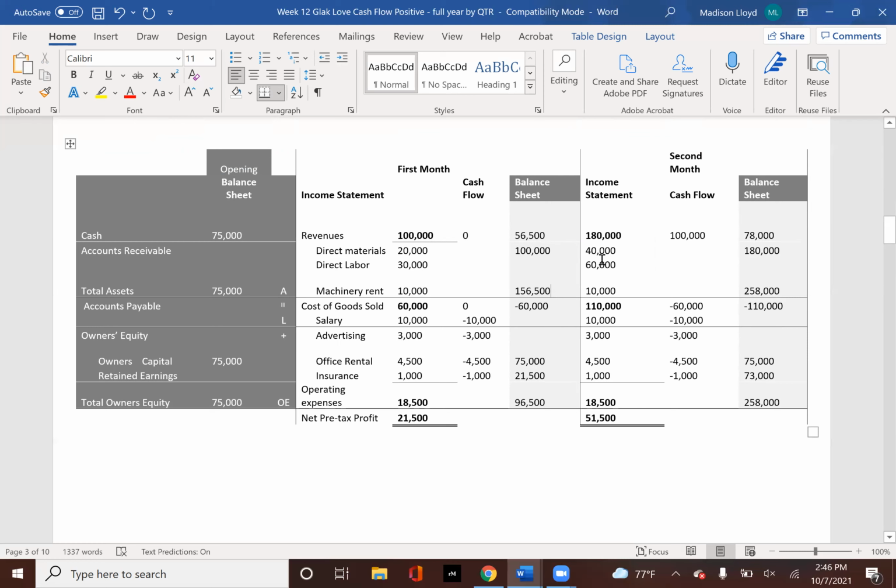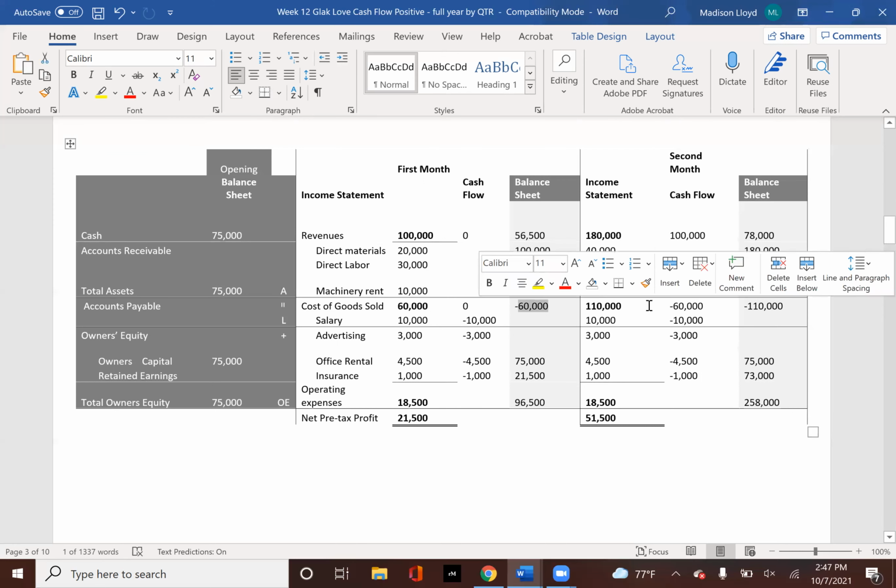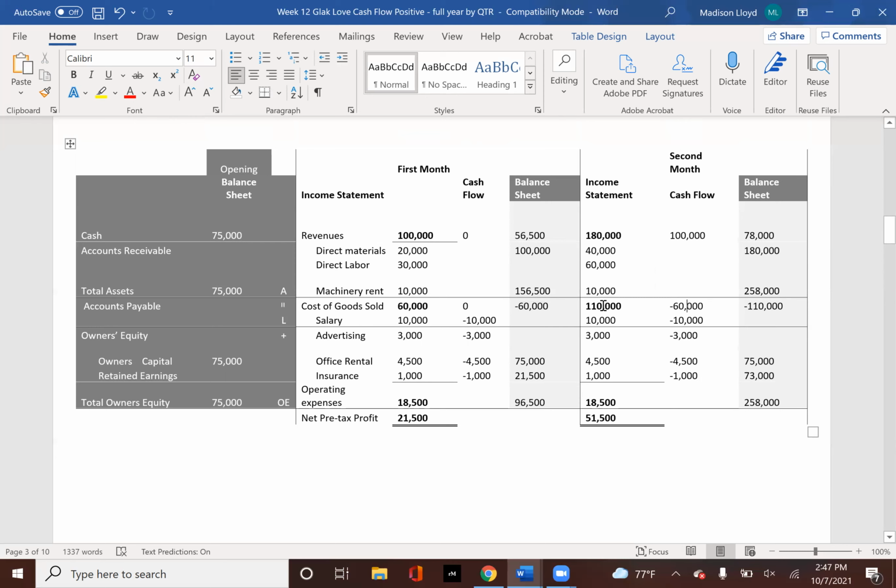Take 156,500 minus all of these expenses, okay? Because that's the cash that you have available now to pay your expenses. So 156,500 minus your 60,000 that you had to pay from last month, because it's accounts payable. You subtract that now. We don't subtract this 110,000 until next month. So subtract 60,000, subtract your 18,500, which your operating expenses is always going to be the same. And you're going to end up with $78,000 left over.